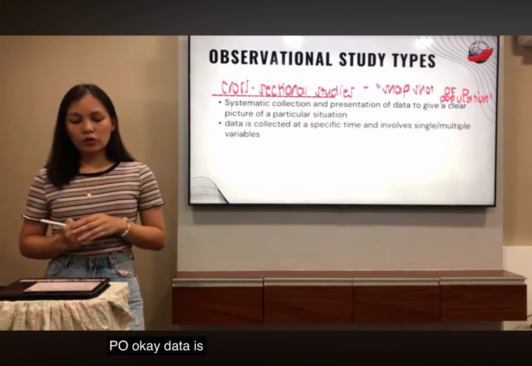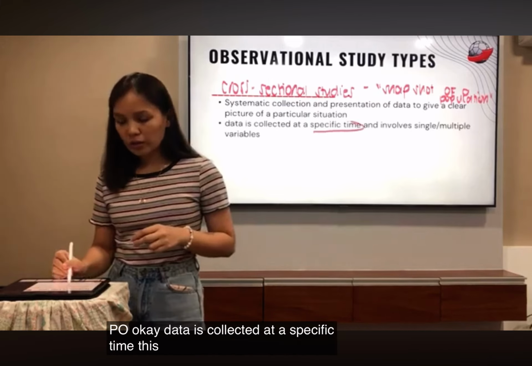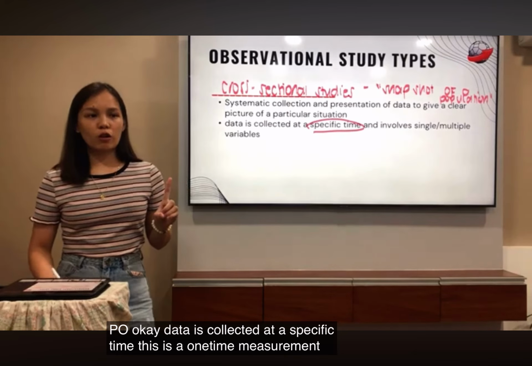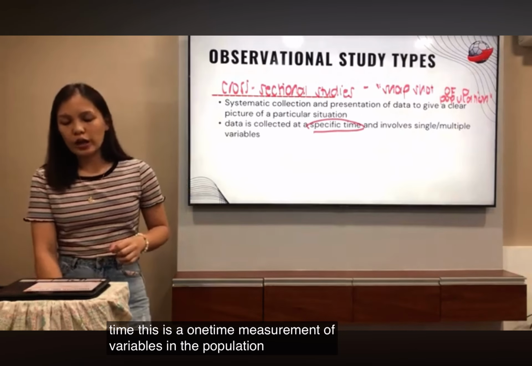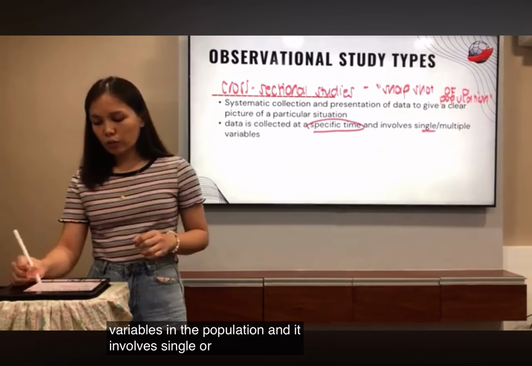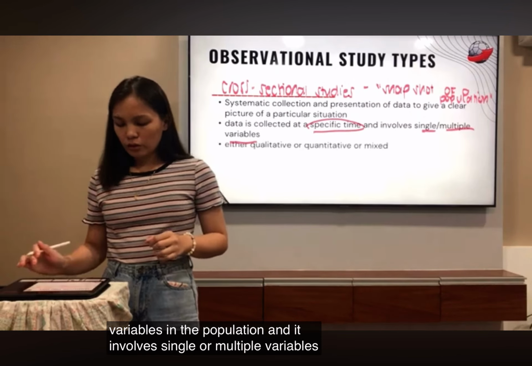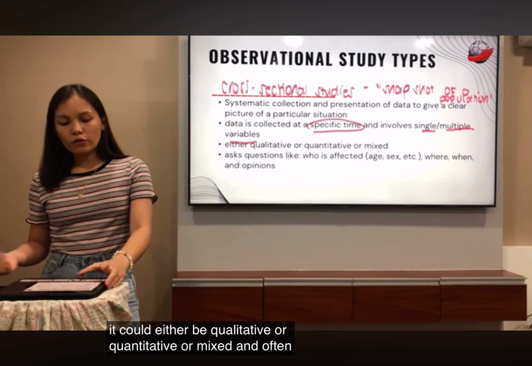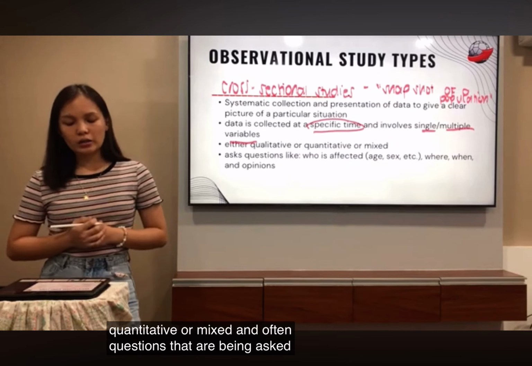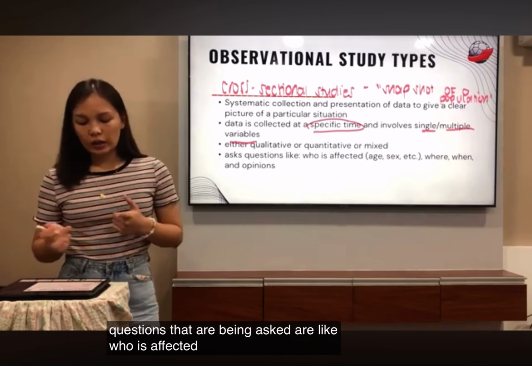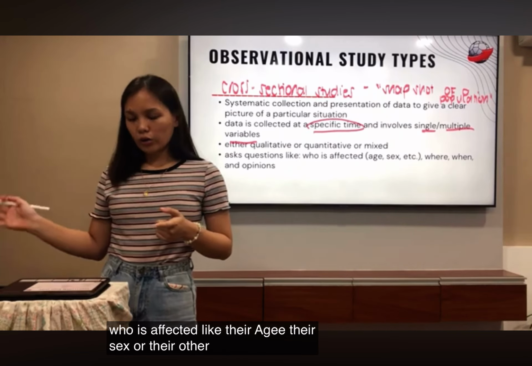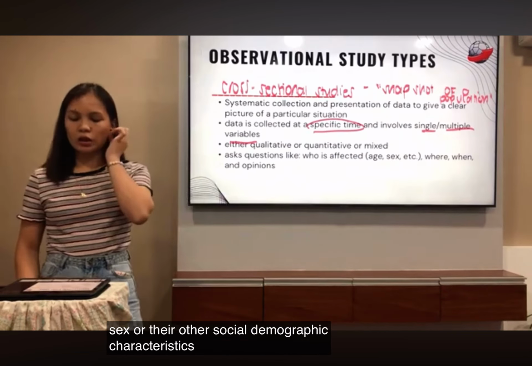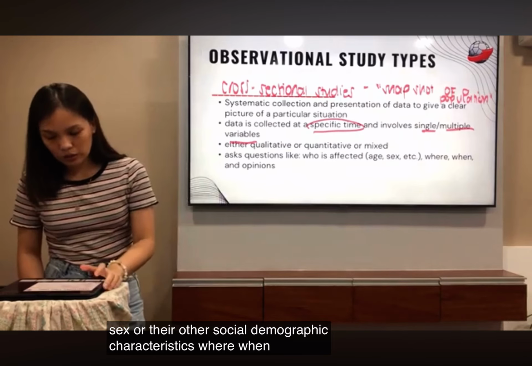Okay, data is collected at a specific time. This is a one-time measurement of variables in the population, and it involves single or multiple variables. So it could either be qualitative or quantitative or mixed, and often the questions being asked are like who is affected, like their age, their sex, or their other socio-demographic characteristics, where, when, opinions.